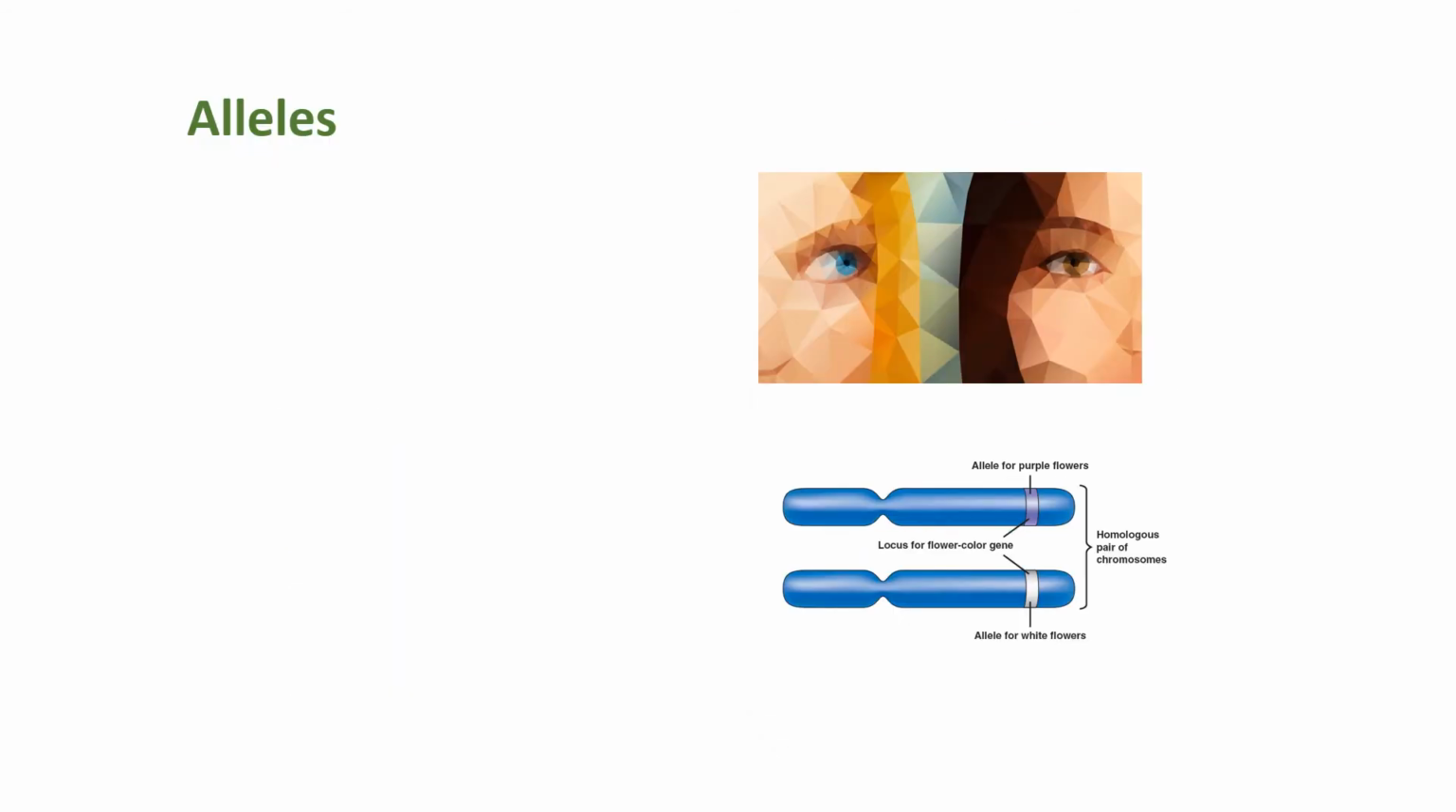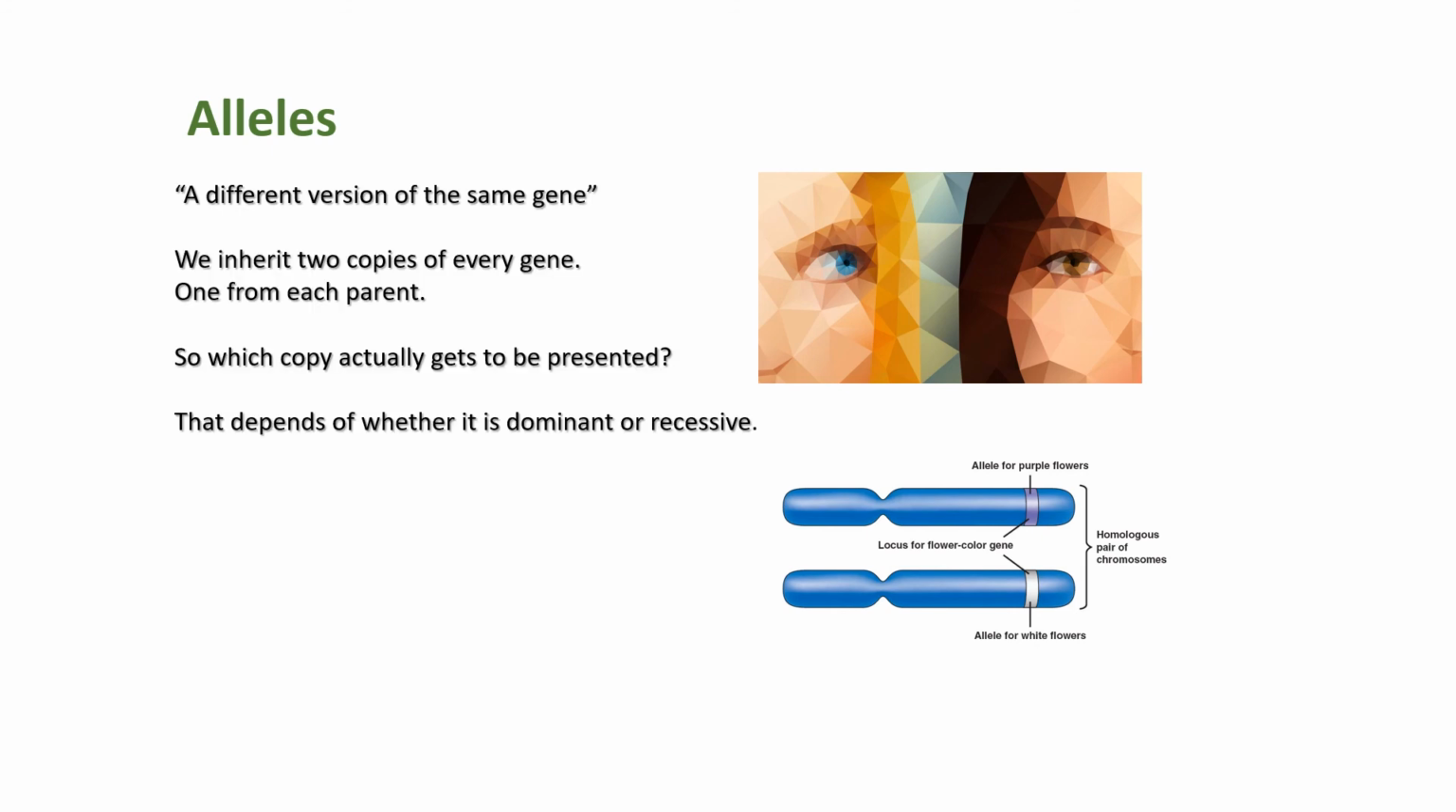Alleles. Here we're going to look at alleles, genes, and dominant and recessive genes. Alleles are the different versions of the same gene. We get 2 copies of every gene, one from each parent. Which copy actually gets to be presented depends on the gene, whether it is recessive or dominant.